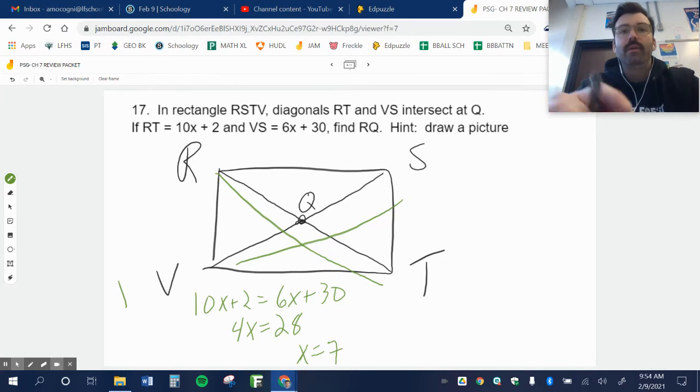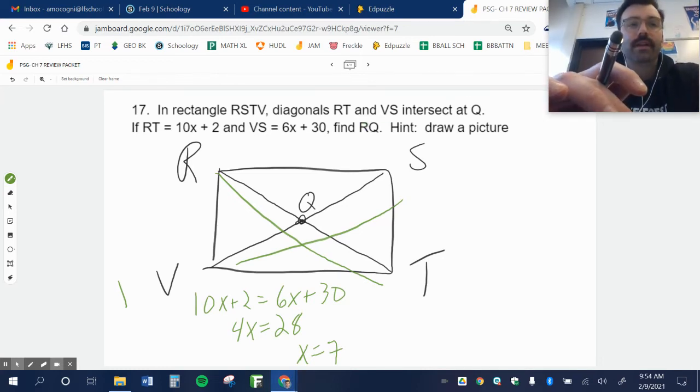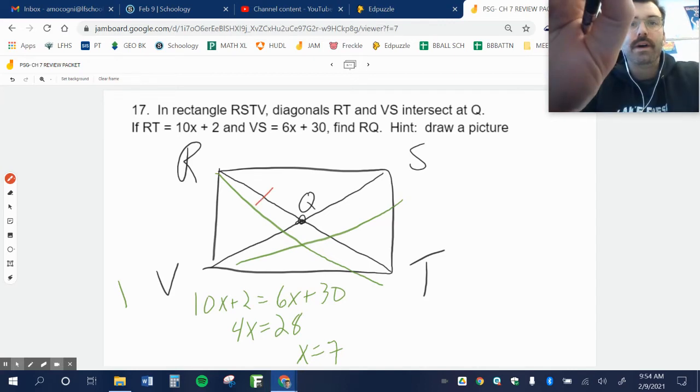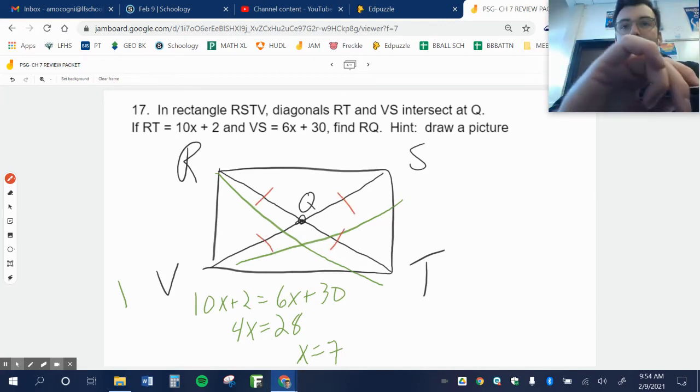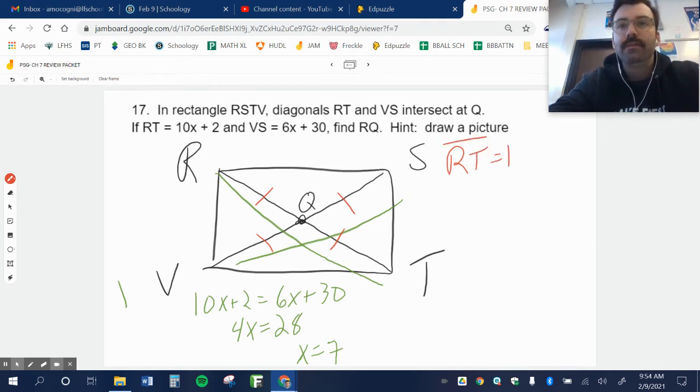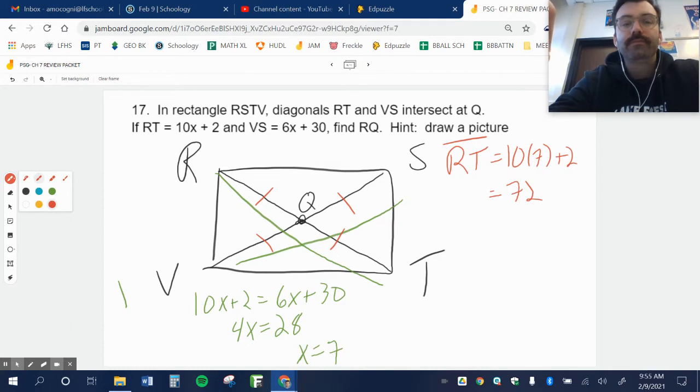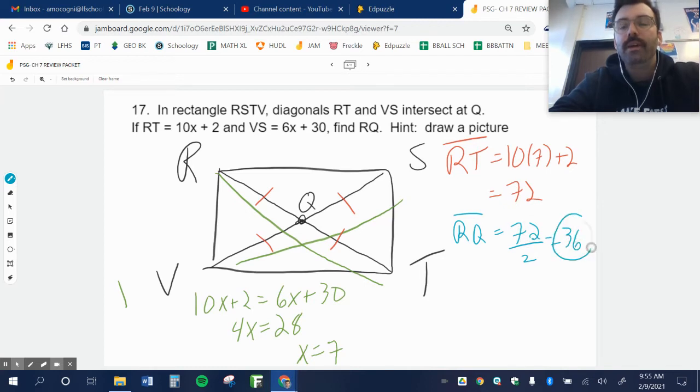I want to find RQ. Well, the diagonals are not only congruent, but they also bisect each other. So I know all 4 of these are the same. So if I plug 7 into RT, 10 times 7 plus 2 is 72. Our RQ will be half of that because these are two equal parts. So I can say it's half.